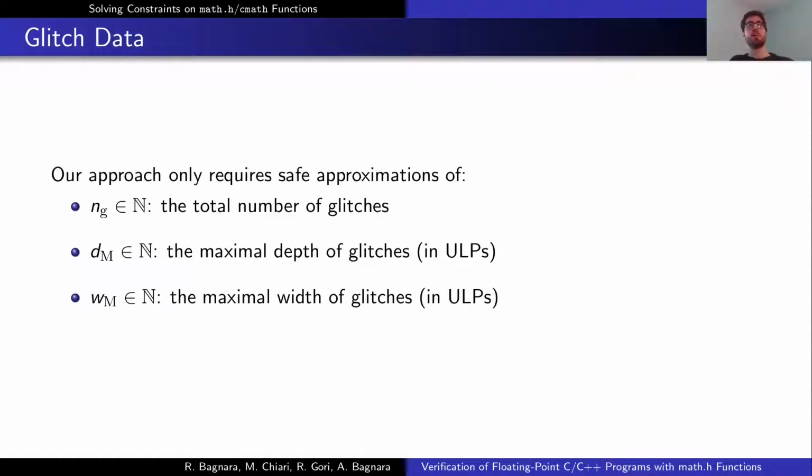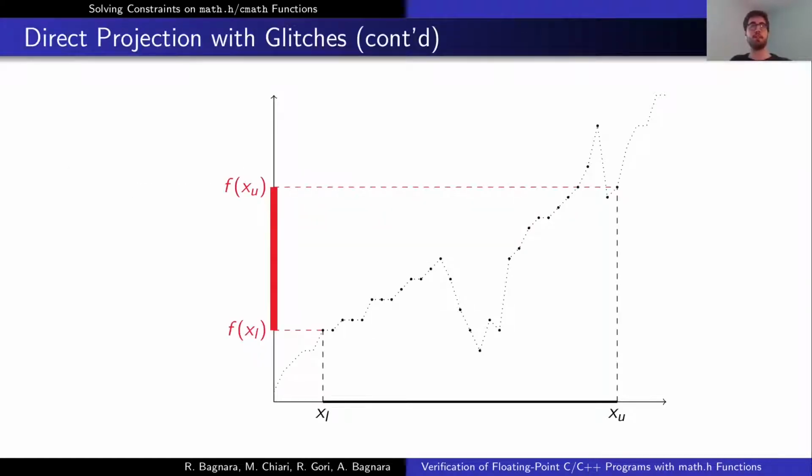So we developed an algorithm that works with just this very general data about them. So for each function implementation, we need to know the total number of glitches, their maximal depth, and their maximal width, which are things that we can just find by exhaustive testing, at least for the single precision floats. Then, how can we fix the direct projection?